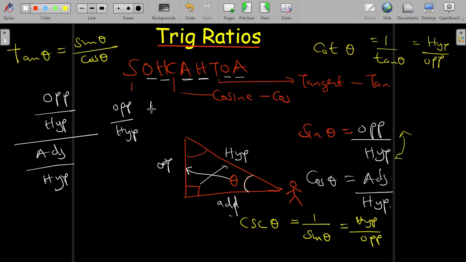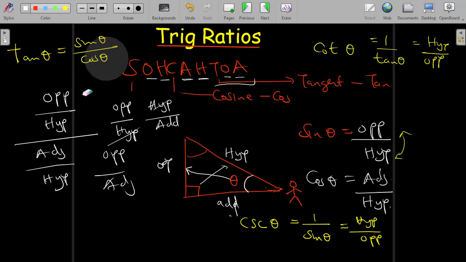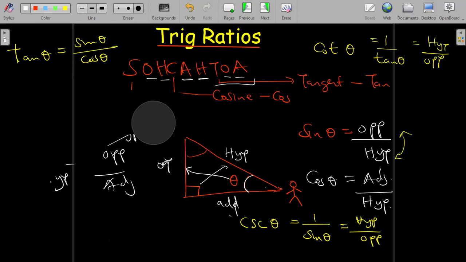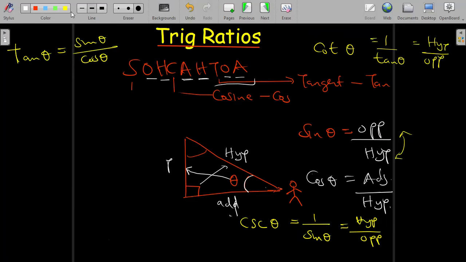And you see that this is the same as saying opposite over hypotenuse, then divided by adjacent over hypotenuse, and the hypotenuse divides out and you remain with the opposite over the adjacent. So this gives you the TOA part. So tan theta can be written as sine theta over cos theta. If that can be written like that, it also means that cot theta can be written as the flip of this, which is cos theta over sine theta.